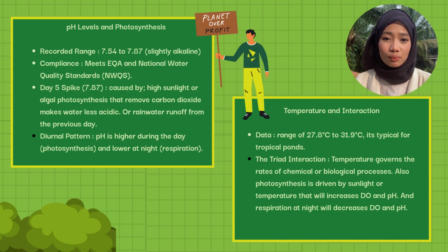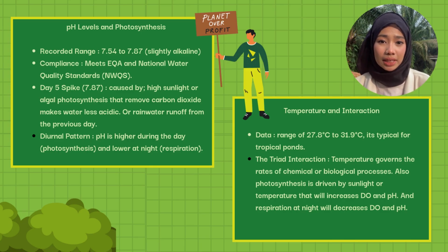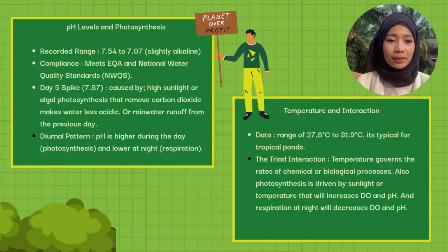You might notice a small spike on day 5. We think this happened because of the extra sunlight or maybe the rain from the other day. Basically, when plants or algae receive more sun, they pull carbon dioxide out of the water, making it less acidic and pushing the pH up. As for the temperature, the water stayed between 27.8 to 31.9 degrees Celsius. This is totally normal for a tropical place like Malaysia.